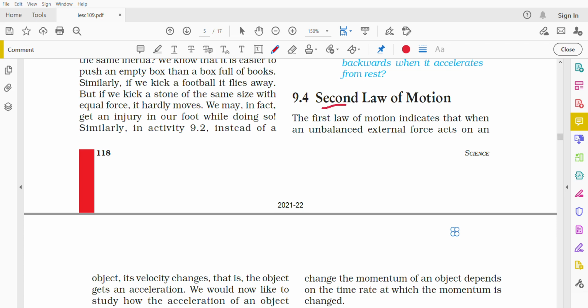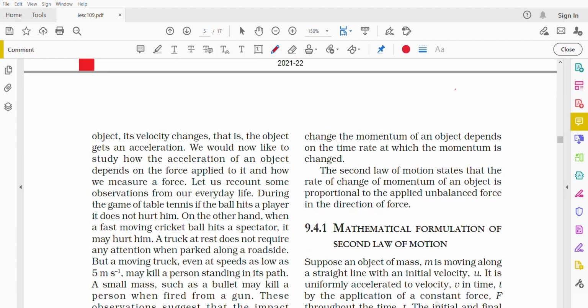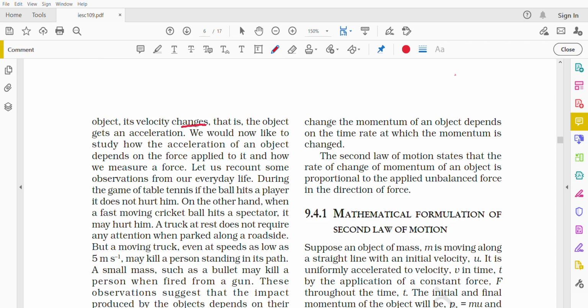Today we will start from the second law of motion. The first law of motion indicates that when an unbalanced external force acts on an object, its velocity changes. That is, the object gets an acceleration. We would now like to talk about how the acceleration of an object depends on the force applied to it and how we measure a force.